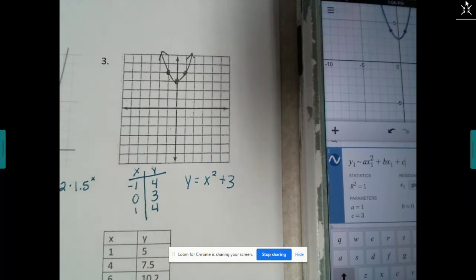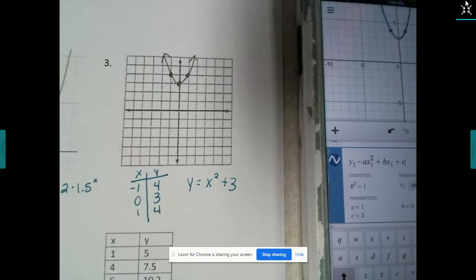And that's it. So if you're given the graph, it's pretty simple. You know which of our 3 regression models to use, find your table, type them in, and then you're done.